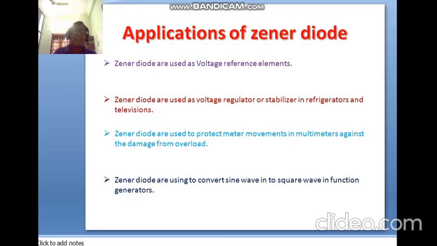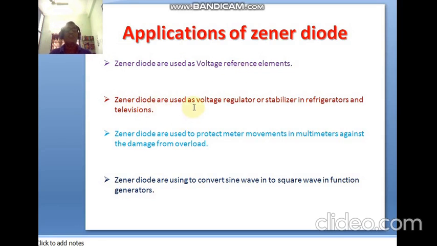Similarly, if we come to the applications of Zener diode, the first application is the Zener diode used as a voltage reference element. The Zener diodes represent the voltages in electronic circuits, and these voltages are treated as reference points when taking the mathematical, statistical values or characteristics.